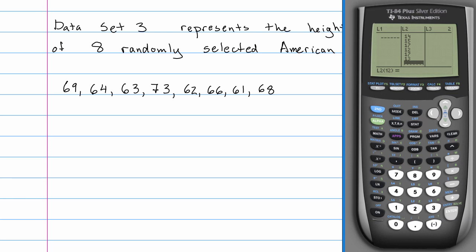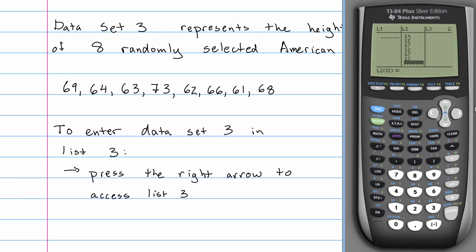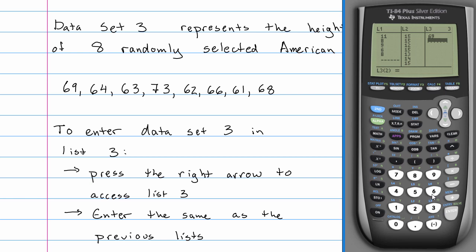In order to enter that in List 3, we're going to first hit the right arrow to access List 3, and then we'll enter this data set the way we did the other ones. So 69, 64, and so on.